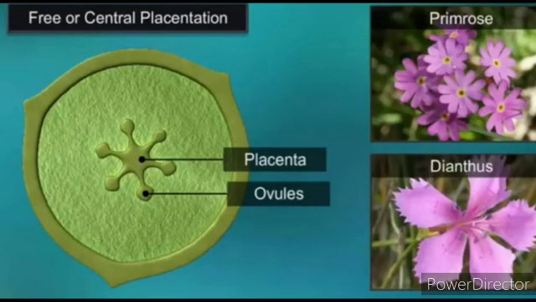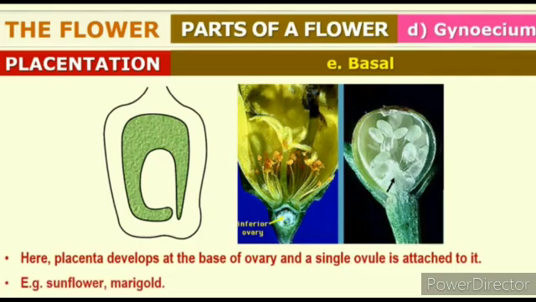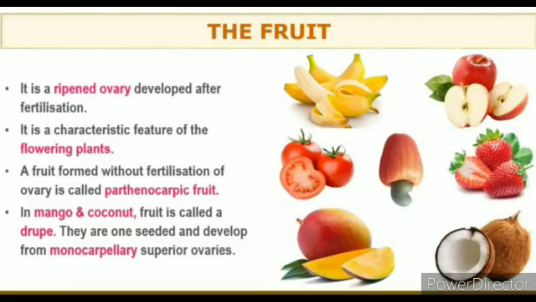When the ovules are borne on the central axis and septa are absent, as in Dianthus and primrose, that type of placentation is called free central. In basal placentation, the placenta develops at the base of the ovary and a single ovule is attached to it. Example: sunflower, marigold. Okay, next we will discuss the fruit.